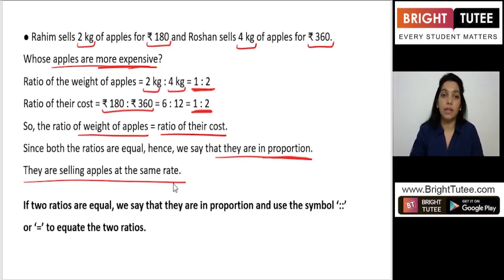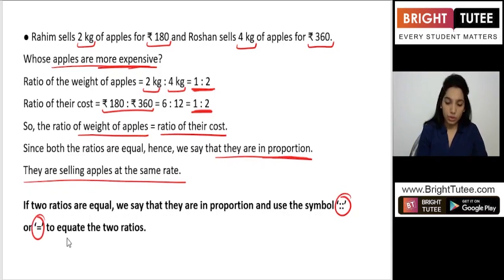Is that clear? If 2 ratios are equal, we say that they are in proportion and we use the symbol of these 4 dots, or we can put an equals to sign to equate the 2 ratios. I hope this makes sense. It's clear to you.